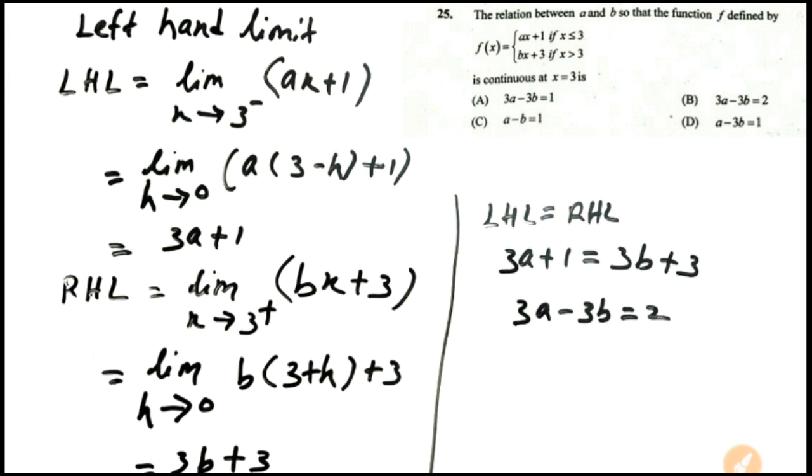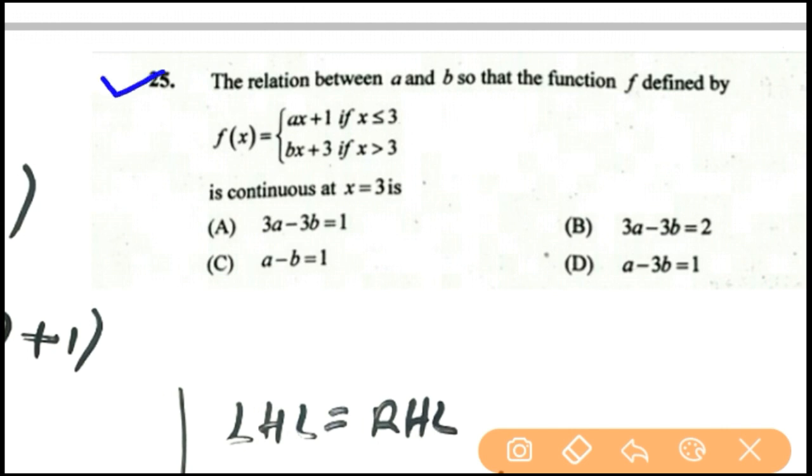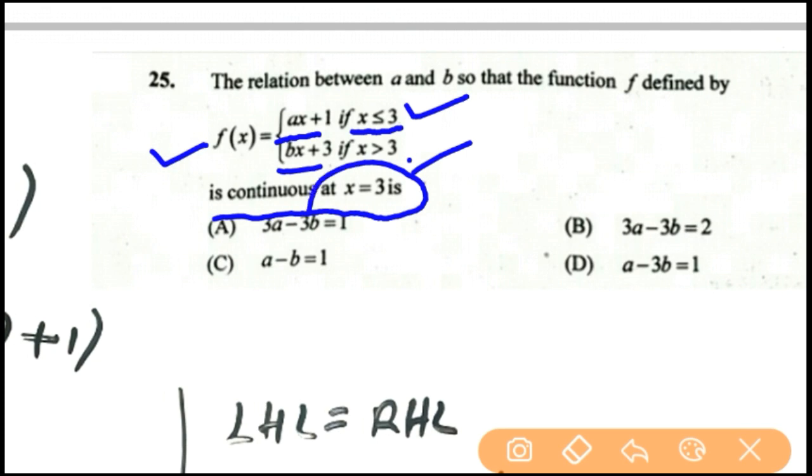Till now, we have solved question number 1 to question number 24. Question number 25. The relation between a and b so that the function f defined by f of x equal to ax plus 1 if x is less than or equal to 3 and bx plus 3 if x is greater than 3 is continuous at x equal to 3. So we have to find the relation between a and b so that this function f of x at x equal to 3 is a continuous function.